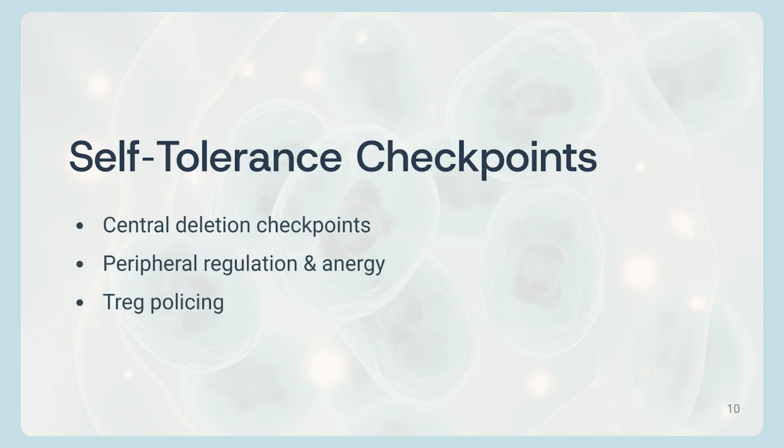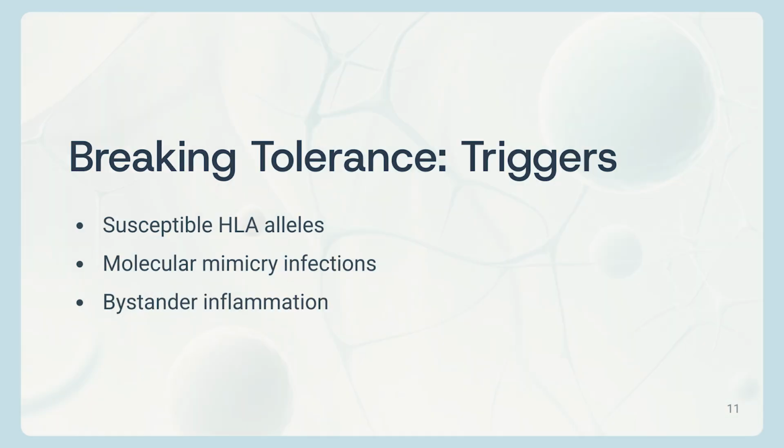And you have regulatory T cells, Tregs, policing and suppressing any self-reactive immune cells that manage to escape that earlier central detection. When both of these checkpoints function well, your immune system stays healthy. But sometimes your self tolerance breaks down, and this can lead to autoimmune diseases. So let's think about how this happens.